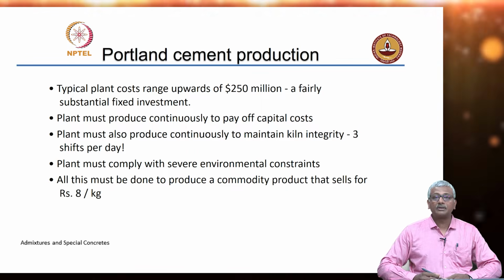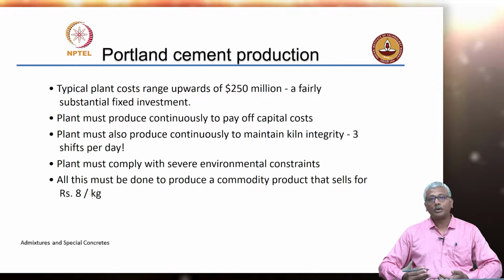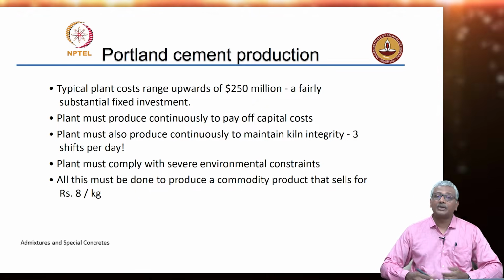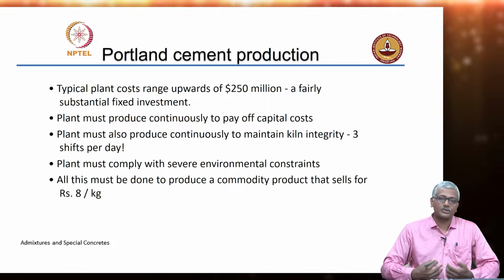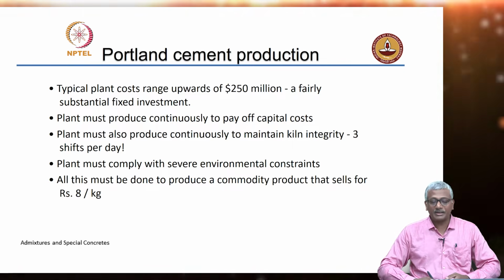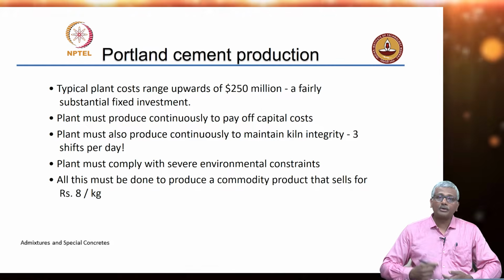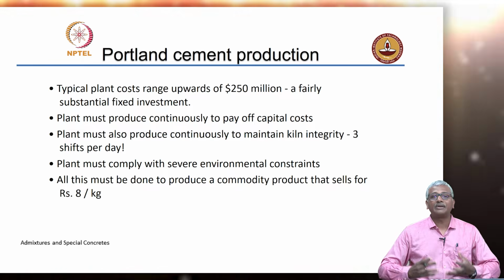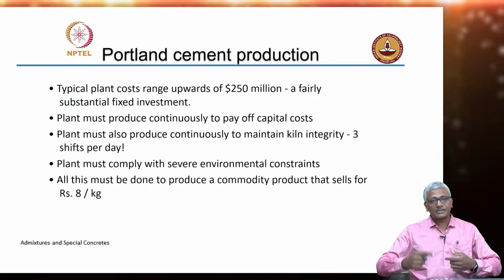Now, typical cement plants cost nearly $250 million, or that's equivalent to about 2,000 crore rupees. Okay, that's a lot of money to invest in a plant that produces nothing else. But then again, cement is required in such large quantities that it's very important for all these plants to work continuously to ensure that they are able to pay off the capital costs, right? And if you are not working continuously, the kiln basically does not retain its integrity. So to ensure kiln integrity, one has to continuously use it.